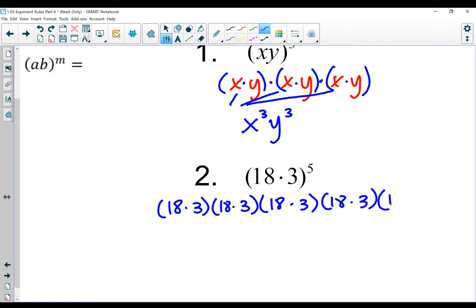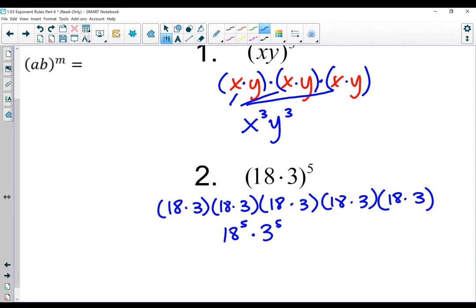And just like the last one, I want to put like things together and multiply them together so I can shorthand it. I have 5 factors of 18, so 18 to the 5th times. I have 5 factors of 3, so now I have 3 to the 5th. So 18 to the 5th times 3 to the 5th.